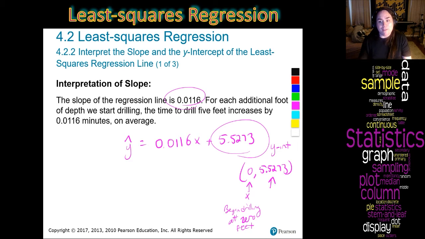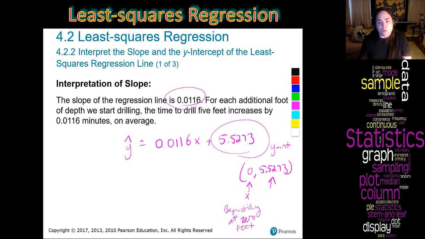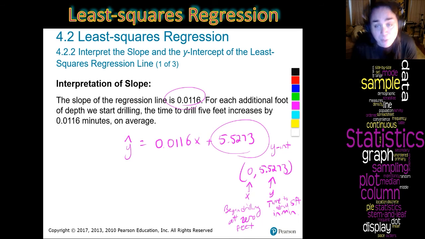Remember that the y value, as you can see over here, represents the time it's going to take to drill 5 feet. So the y value is the time to drill 5 feet, and it's in minutes. In other words, the prediction is that if we were to go to this particular place and put drilling equipment at the very top, where there's not a hole yet, and begin to dig, it would take us about 5.5 minutes to get that first 5 feet down underground.